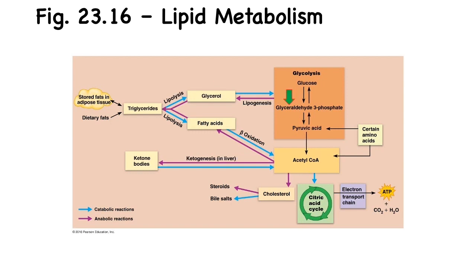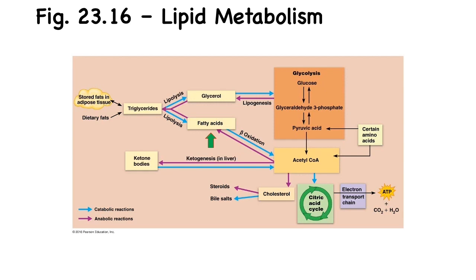Glycerol can be converted into glyceraldehyde 3-phosphate, an intermediate of glycolysis. Notice that the arrow from glyceraldehyde can go up or down. In the liver, the glyceraldehyde 3-phosphate can be converted back into glucose to help maintain blood glucose levels. In addition, glyceraldehyde 3-phosphate can be converted into pyruvic acid as it continues down glycolysis.